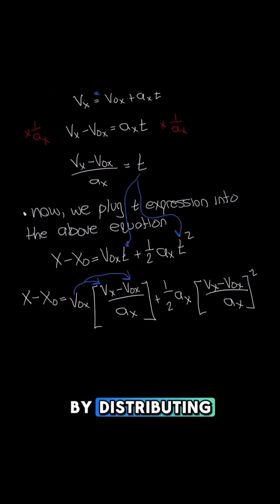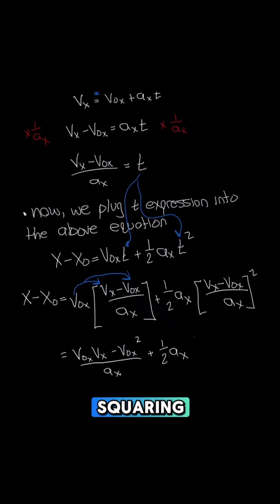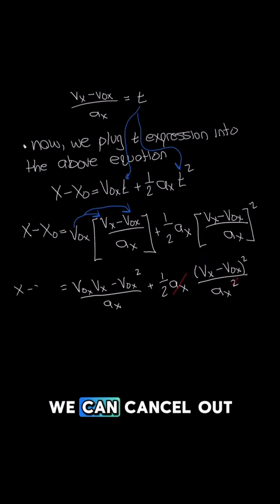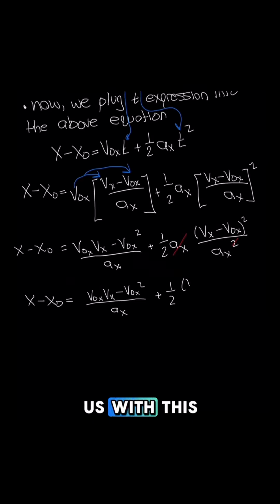So we can start by distributing the VOX into the bracket there, and we get this expression here, as well as squaring numerator and denominator of the bracket on the right to get the expression there. And then from here, we can cancel out one of the AX squareds from the top and bottom. And if we do that, it leaves us with this expression here.